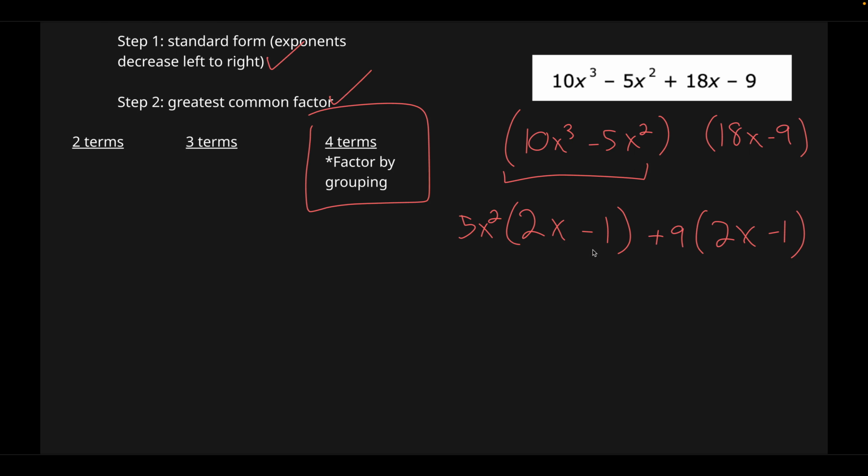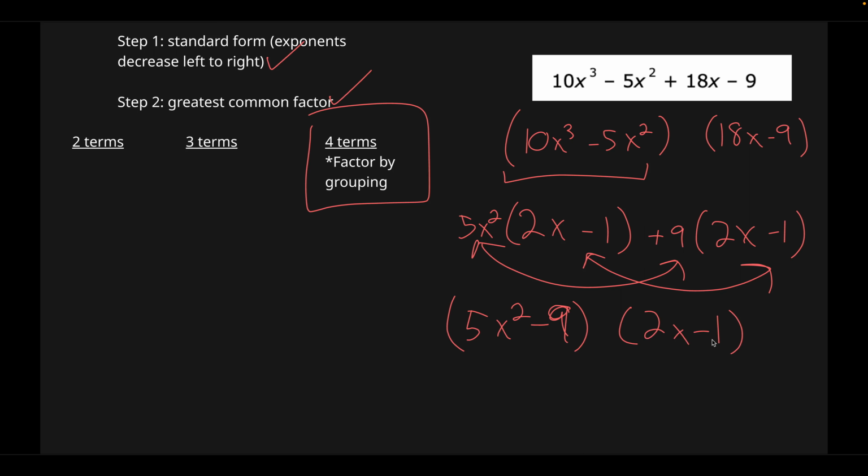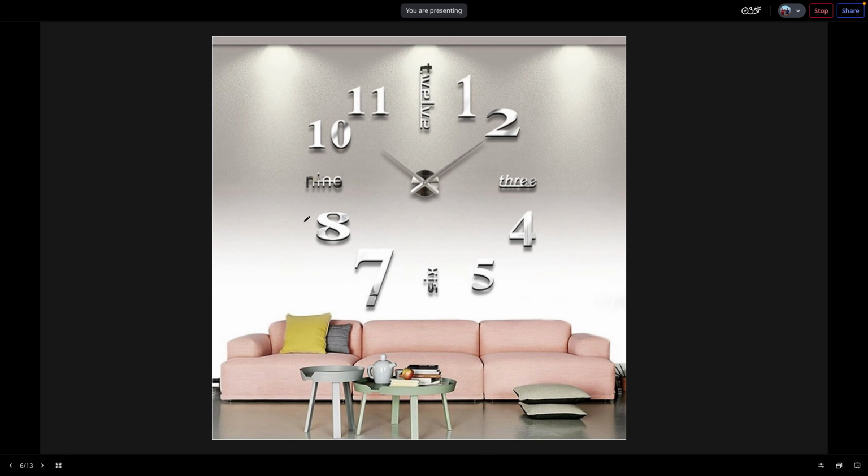So now the way we write our answer is we're going to take the 2 things in front. That would be 5x squared minus 9. We're going to group those together. And then we're going to take 1 set of parentheses and bring that down. And this is our final answer. Again, if you were to multiply and distribute, you would end up right back where you started. If you want to check your work, you can do it that way. But this is factoring by grouping.